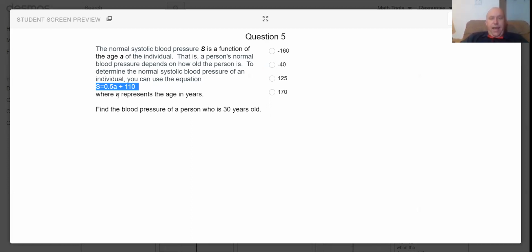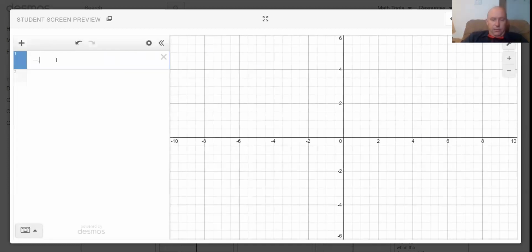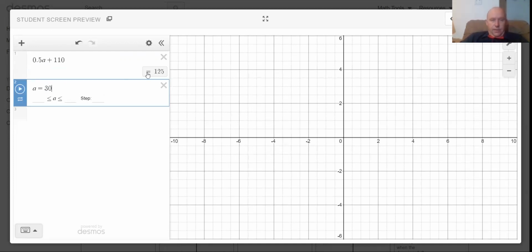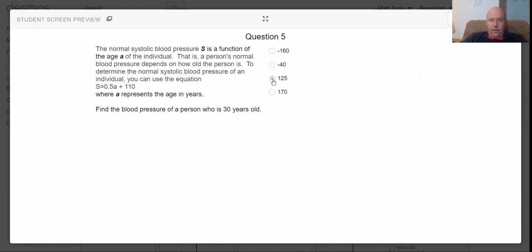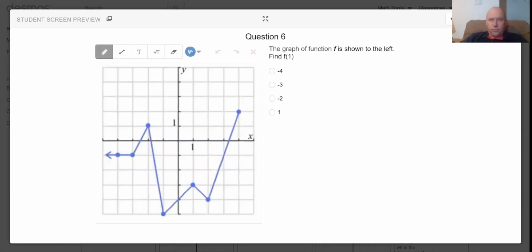So in other words, in this question, A, the age in years, we know that the age is 30. So I'm substituting in 30 for A. I'm not setting it equal to 30, I'm setting A as 30. So I'm going to type in that equation on the next part. So it said 0.5A plus 110. I'm going to use my slider to set it to 30. And then I can see that the blood pressure is 125. And I can see that that's one of my answers. So I'm feeling pretty confident at this point.